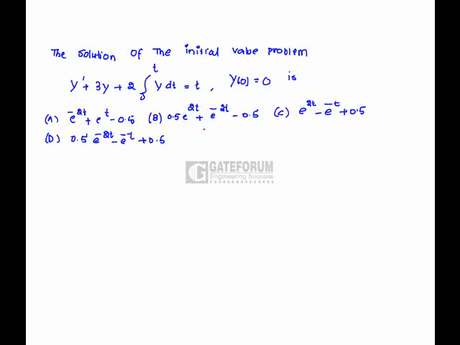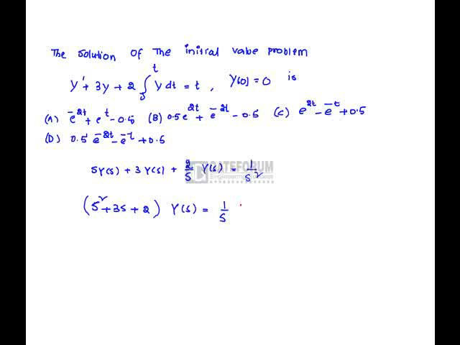Solution of the initial value problem. Y dash plus 3y plus 2 integration 0 to t y dt equals t, and y of 0 equals 0. If we apply the Laplace transformation on both sides of the above equation, we will get s Y of s plus 3 Y of s plus 2 by s Y of s equals 1 by s square. So (s square plus 3s plus 2) Y of s is equal to 1 by s.